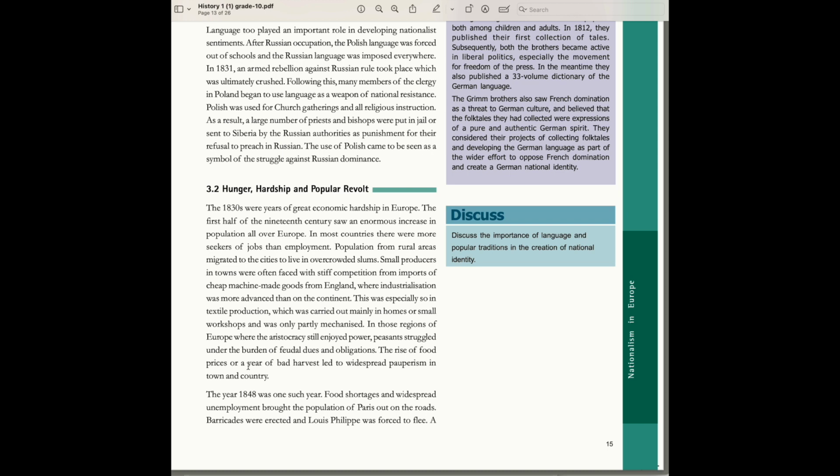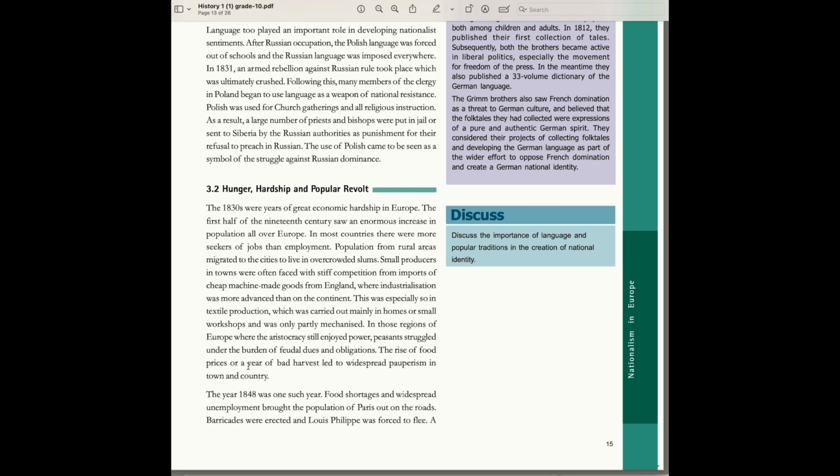3.2 Hunger, Hardship, and Popular Revolt. The 1830s were years of great economic hardship in Europe. The first half of the 19th century saw an enormous increase in population all over Europe. In most countries, there were more seekers of jobs than employment. Population from rural areas migrated to the cities to live in overcrowded slums.